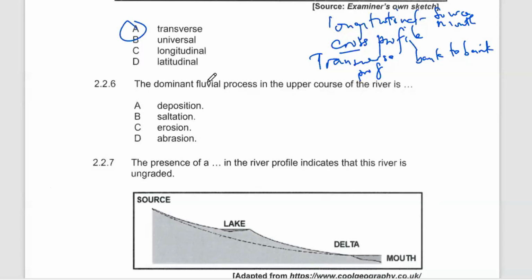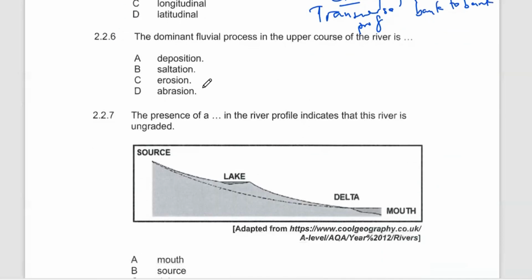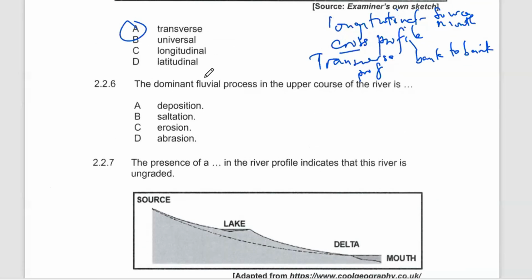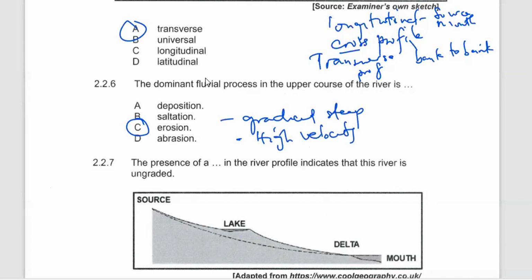2.26 says the dominant fluvial process in the upper course of the river is. In the upper course of the river, the dominant fluvial process is erosion. Why do we have high levels of erosion? It's because of the steep gradient. Because of the steep gradient, we have high velocity of flow, and the high velocity facilitates the erosive power of the river. The river is more energetic in the upper course.